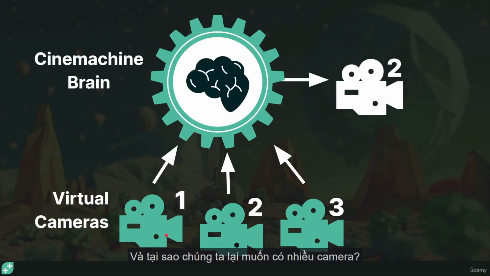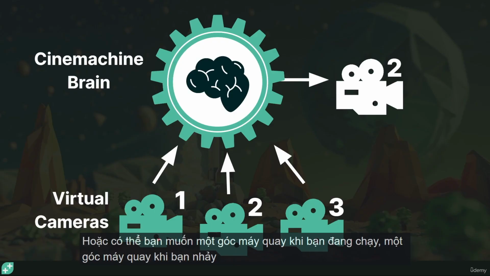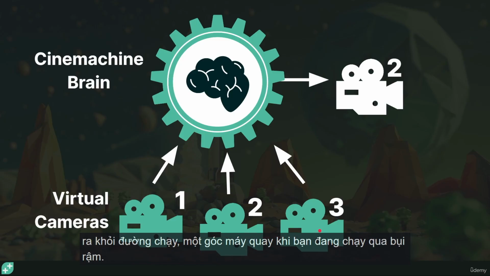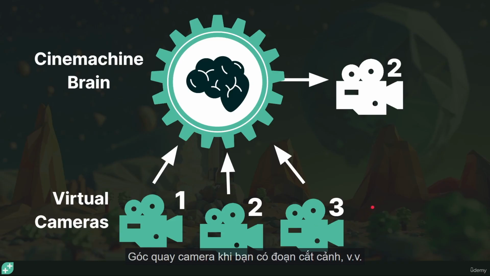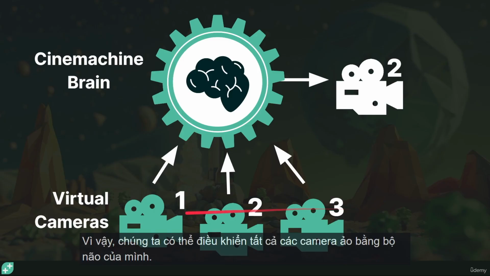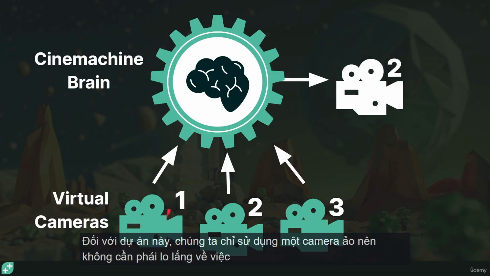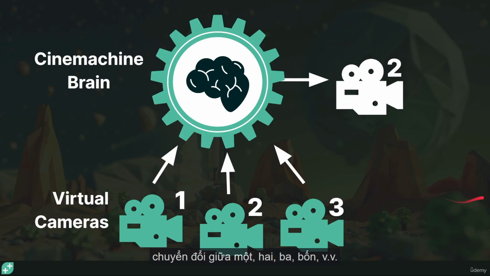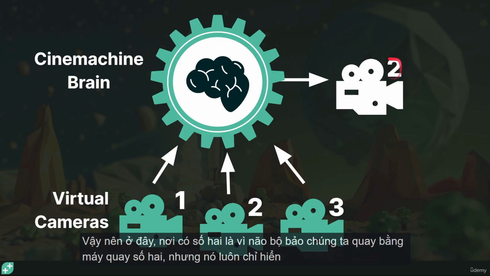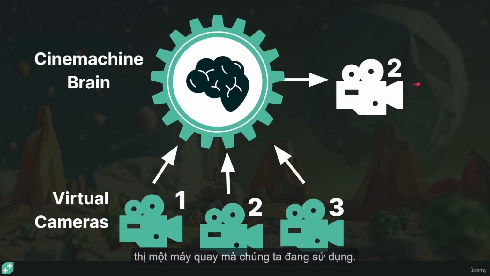And why would we want multiple cameras? Well, maybe you want a camera angle for when you're running, a camera angle for when you're jumping out of the way, a camera angle for when you're running through the undergrowth, a camera angle for when you've got a cutscene, and so on. So we can manage all those virtual cameras using our brain. For this project, we're just going to be using one virtual camera, so we won't need to worry about switching between 1, 2, 3, 4, etc. So up here where it says 2, because the brain is saying show camera 2, for us it's always just going to show the one camera we're using.